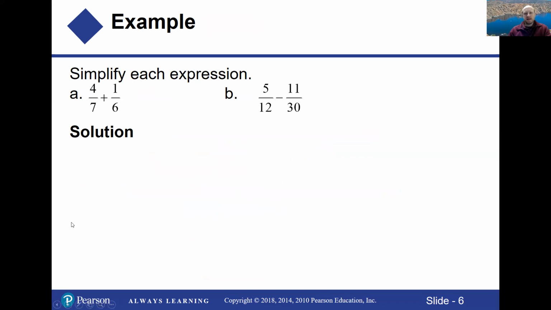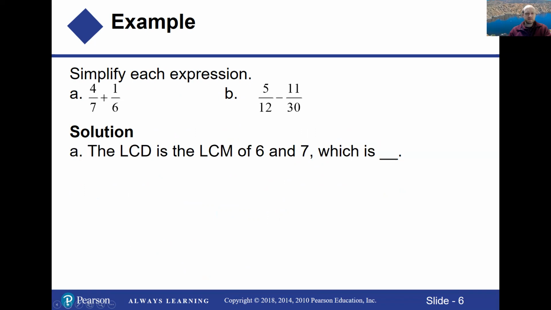Okay, let's do some examples here of adding and subtracting fractions with unlike denominators. So these probably won't be on your homework, but these are good practice to know how to add and subtract rational expressions. So again, the first thing we need to do is find what the least common denominator is, which is also the LCM, the least common multiple. So what's the least common multiple of 6 and 7?